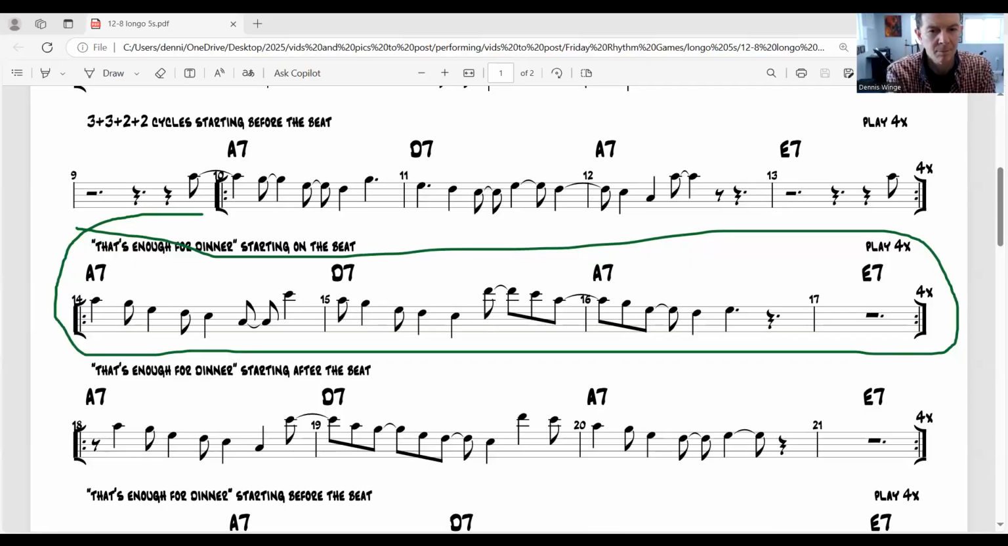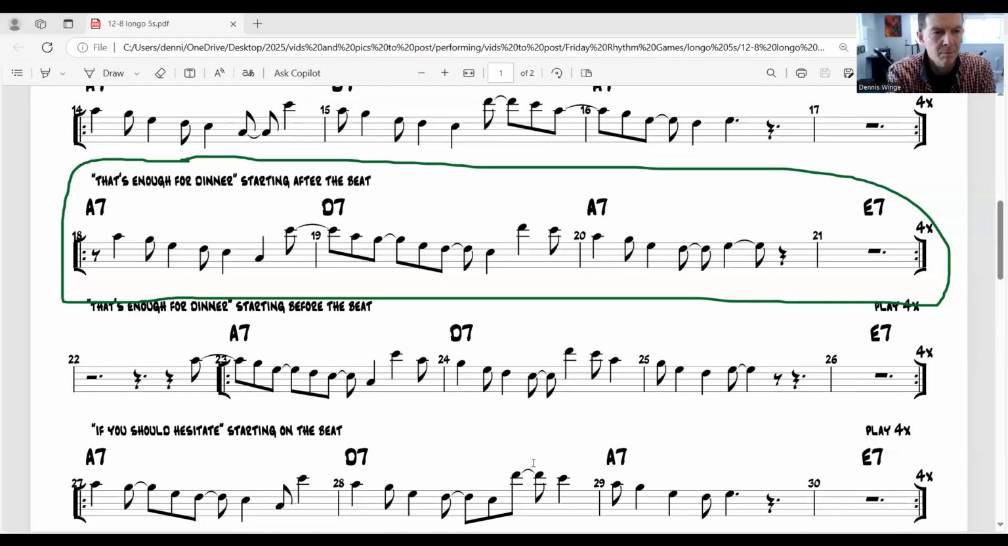So let's get on with the listening. First, I'm going to scat each rhythm, and then we're going to play it with the pitches. First, that's enough for dinner, starting on the beat. 1 and a 2 and a 3 and a 4 and a that's enough for dinner. That's enough for dinner.